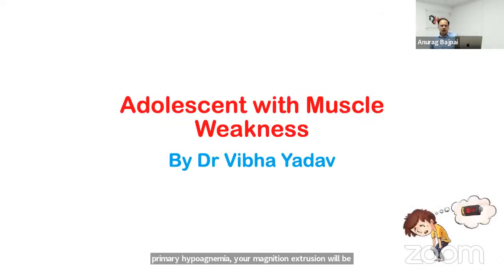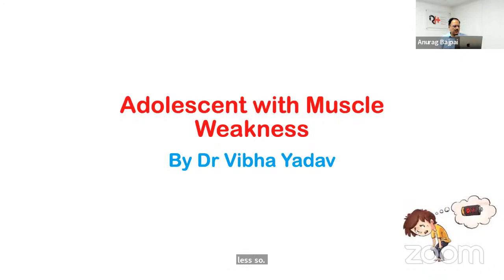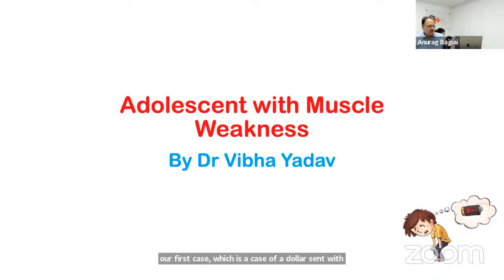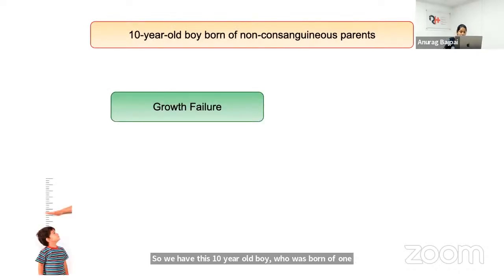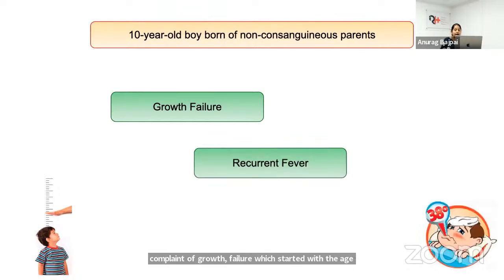And now we'll move to our first case, which is a case of an adolescent with muscle weakness and failure to thrive. Dr. Vibha. Thank you, sir. So good afternoon, everyone. Here is my case. So we have this 10-year-old boy who was born of a non-consanguineous marriage, and he came to us with a complaint of growth failure, which started at 4 months of age, and he had a complaint of recurrent fever.